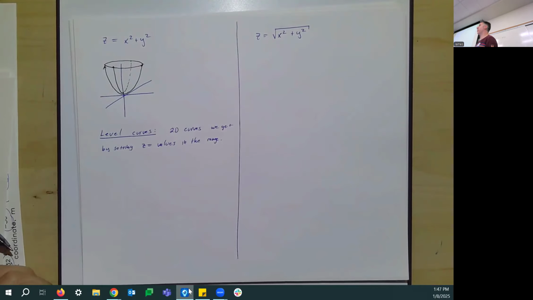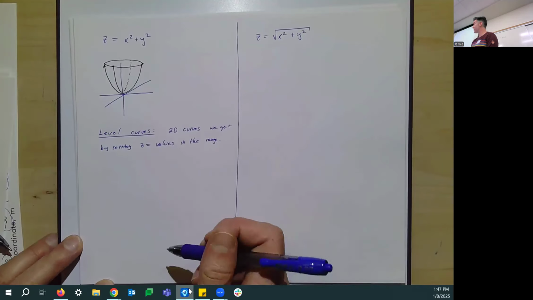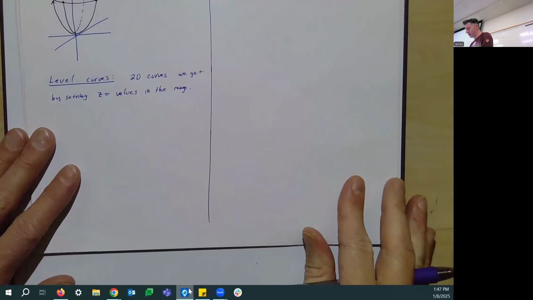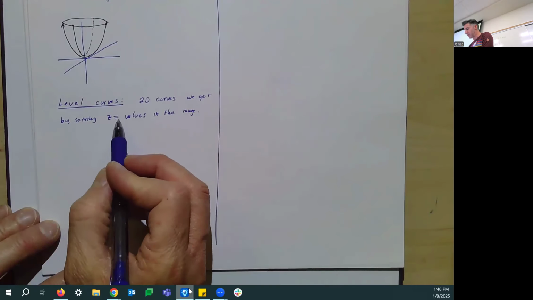If you need me to clarify something, I'm happy to clarify. I see your faces looking at like, what did he write? I know my writing is not always, or even often, excellent. So let's see, this says 2D curves we get by setting z equal to values in the range.